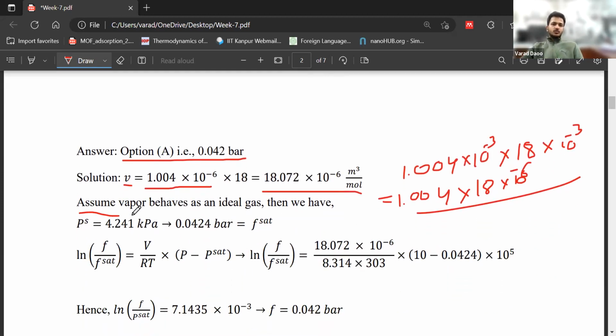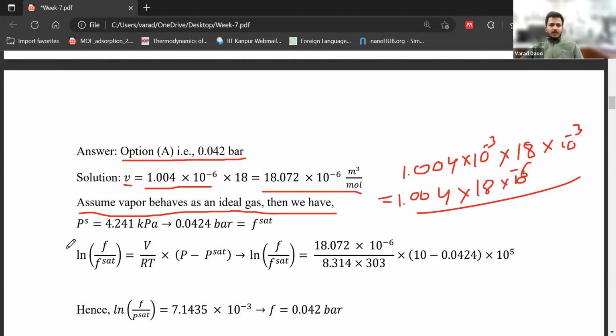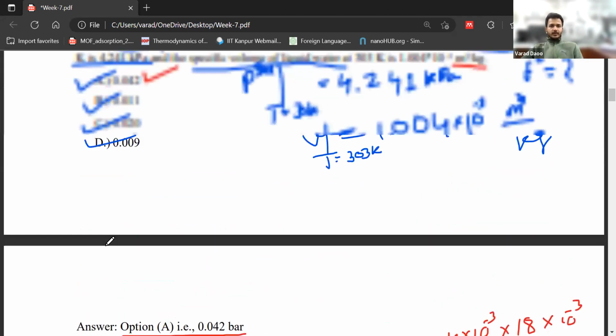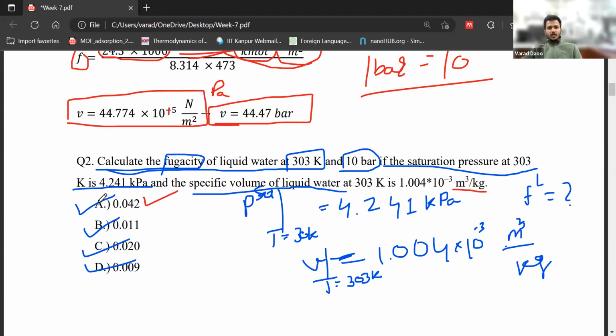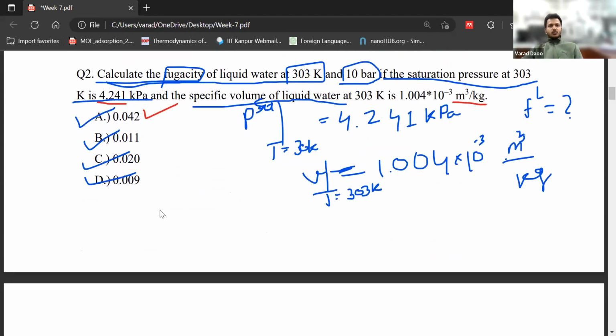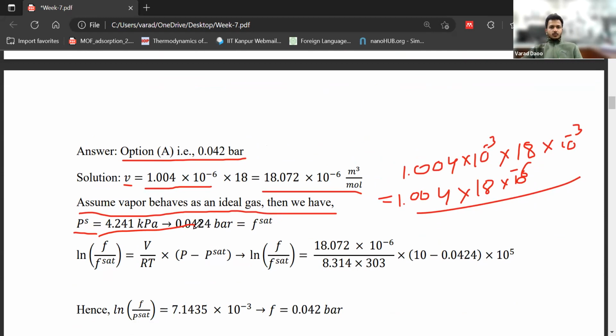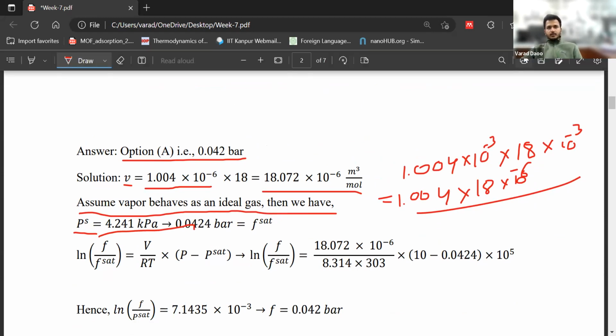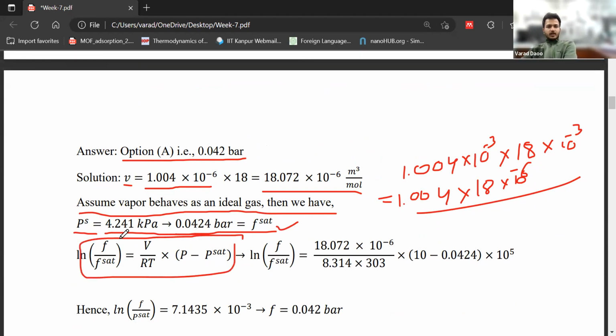Now what do we assume? We assume that vapor behaves as an ideal gas, and then we have P sat. We are also given the saturation pressure at 303 Kelvin as 4.241 kilopascal, right? When we convert it into bar, we get 0.04241 bar, which is nothing but f sat. So we know this expression, and ln of f by f sat is nothing but V by RT multiplied by P minus P sat.